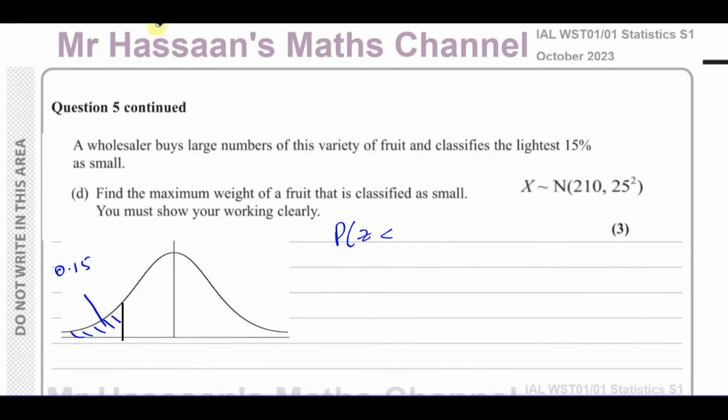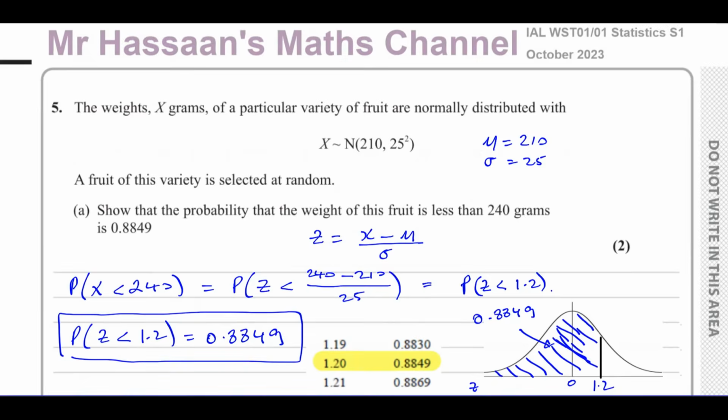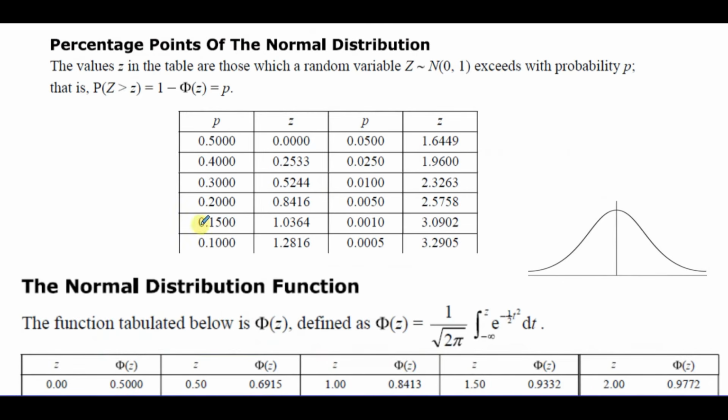Let me call it w. Z is less than w is equal to 0.15. Okay, that's what we can say here. All right, so we want to find what the value of z is for this to be true. Now 0.15 again looks like one of those values which we might be able to see in the small table. And if we just verify that by going back to the small table, 0.15 is there.